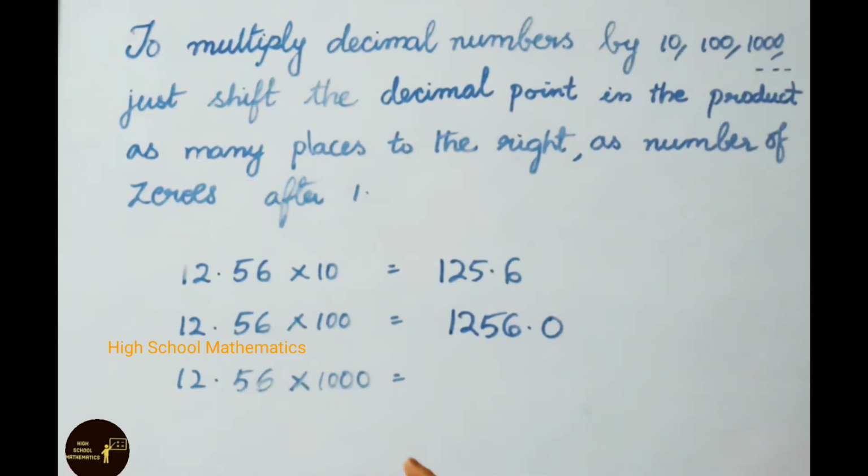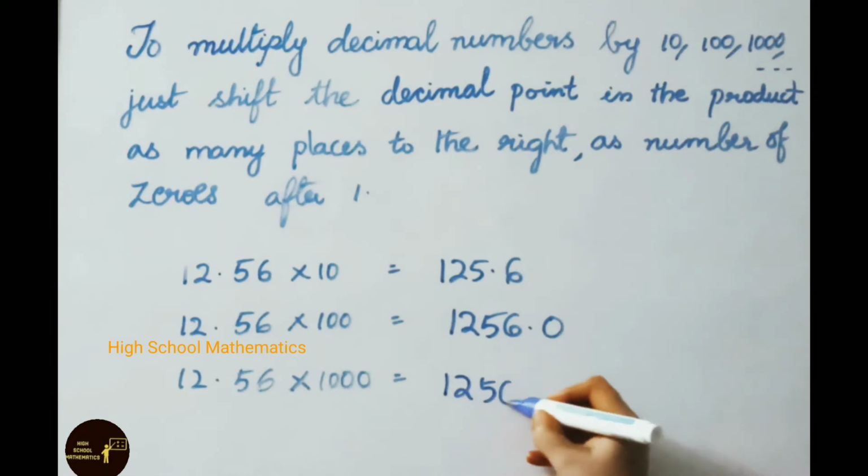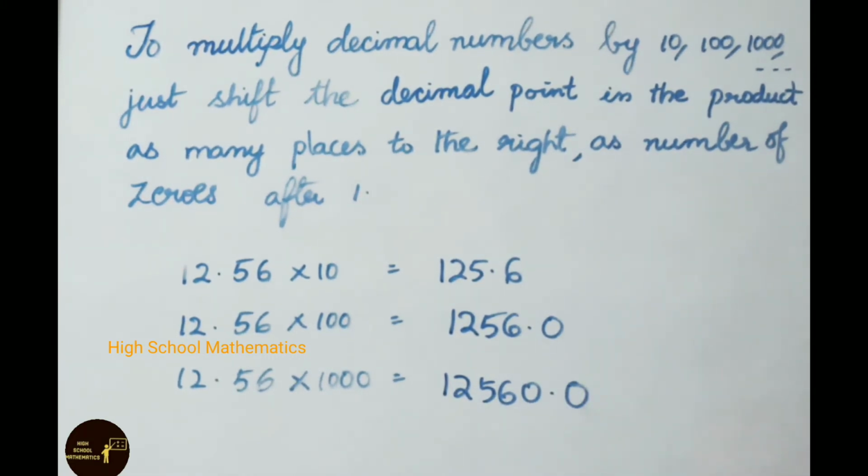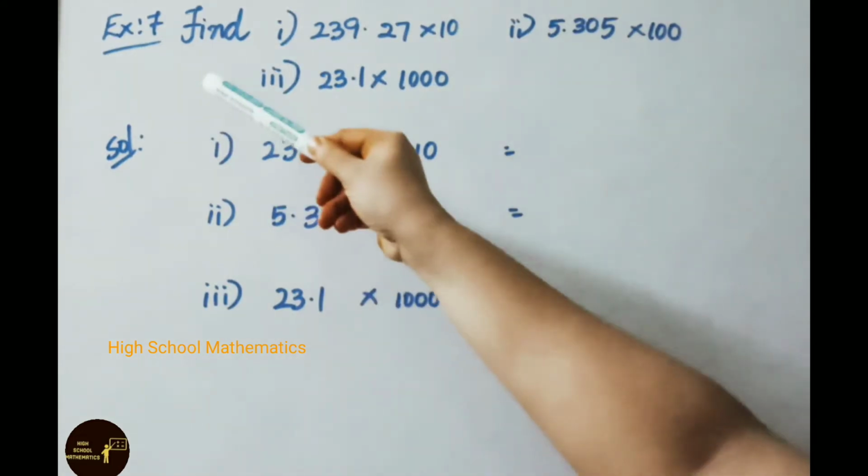See next one, 12.56 multiplied by 1000. Now we have to shift the decimal point 3 places towards right side. Here only 2 digits were there. We shall add a 0. Then after we shall move the decimal point. So write on 12560.0. That means we have shifted the decimal point 1, 2. Here you will add a 0. 3 places towards right side we have moved. So the answer is 12,560.0. Suppose if we are multiplying by 10,000, then we have to shift 4 places towards right side the decimal point.